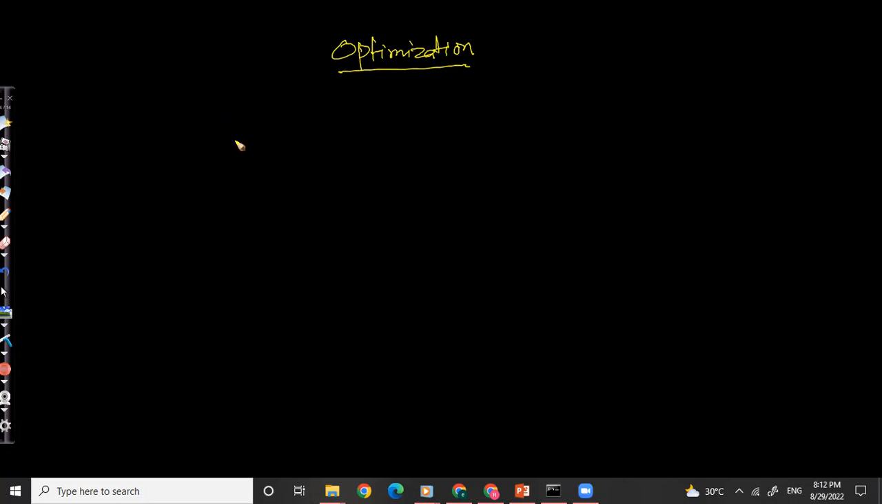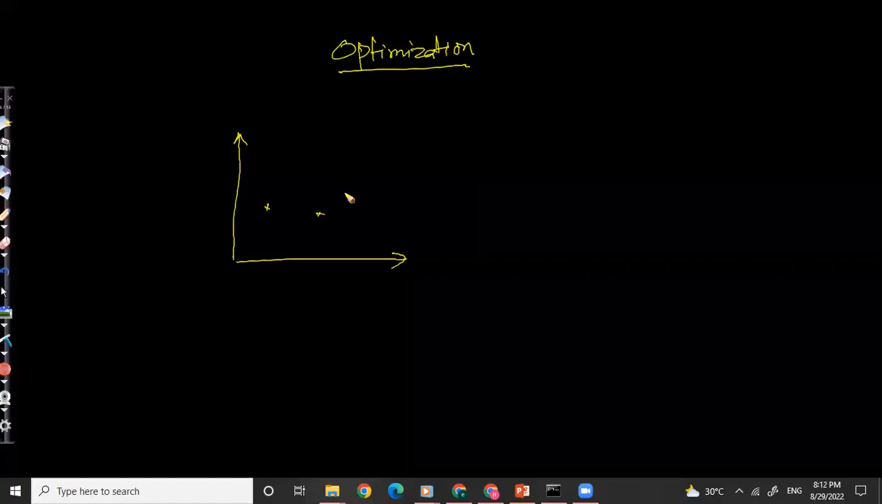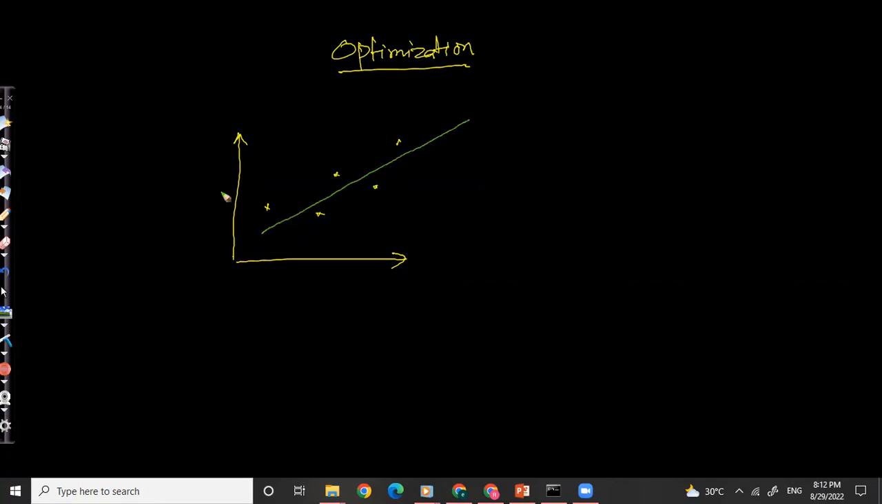If you have data points, the perfect fit line in linear regression should be like this. This one is X, this one is Y. This is the perfect fit line. So what is the error here? The difference between this point and this point is called the residual error.